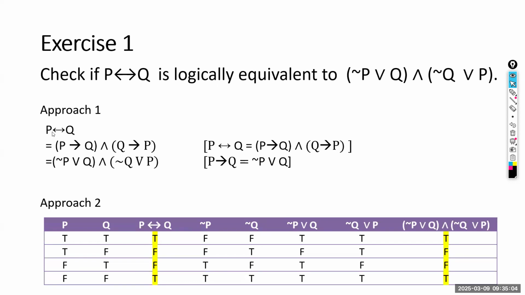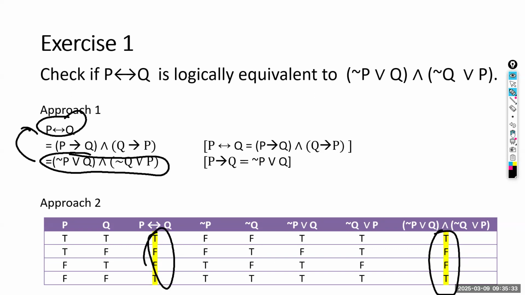So this is another one. P if and only if Q. We can say that it is equivalent to P implies Q and Q implies P. And P implies Q, you can write as not P or Q. And Q implies P is not Q or P. So therefore, we can say that this statement is logically equivalent to this statement. Or you can build a truth table and prove that you get the same truth values.